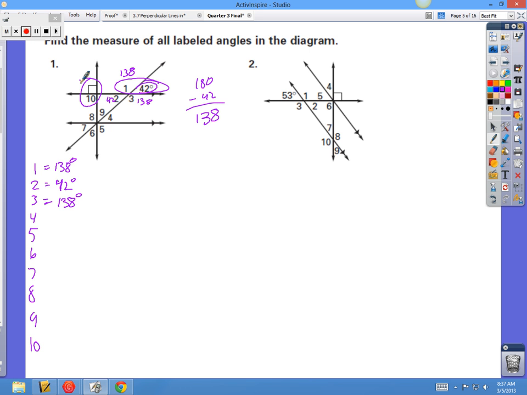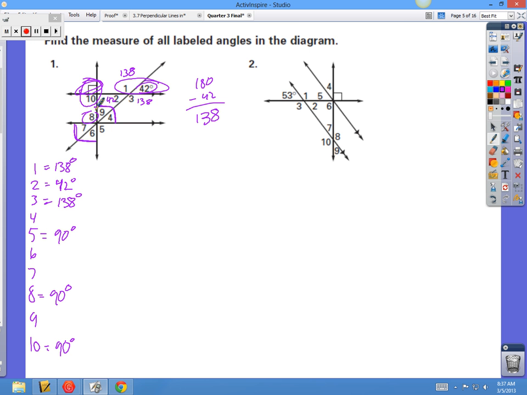The next one that's going to be slick is that guy. 10 has got to be 90, because those are a linear pair. This angle and this angle are corresponding, so 8 must also be 90. And then I know this. I know 5 is 90, because that's a vertical pair. And I know these have to add and give you 90, 7 and 6, and these have to add and give you 90. So we just got to figure out what 7 is, what 6 is.